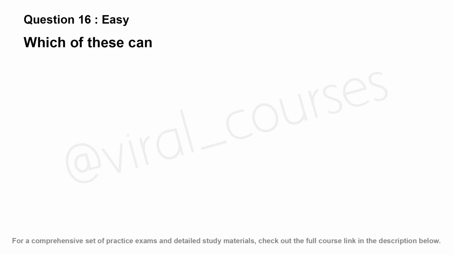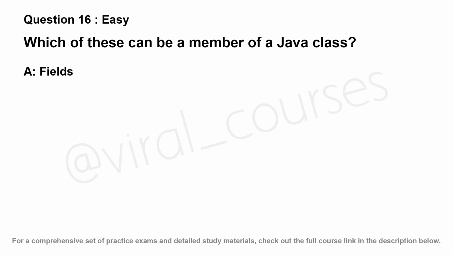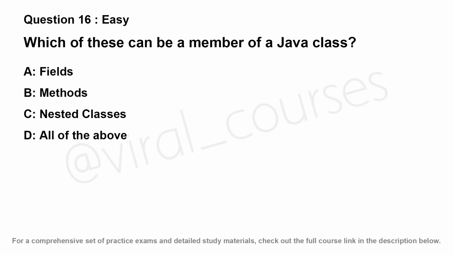Which of these can be a member of a Java class? Option A. Fields. Option B. Methods. Option C. Nested classes. Option D. All of the above.